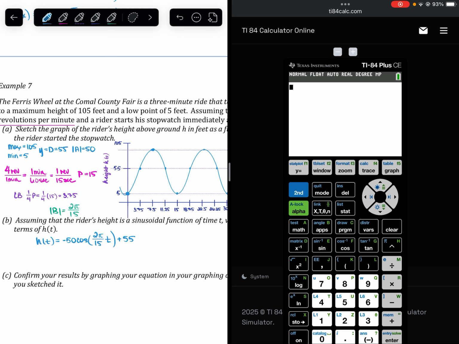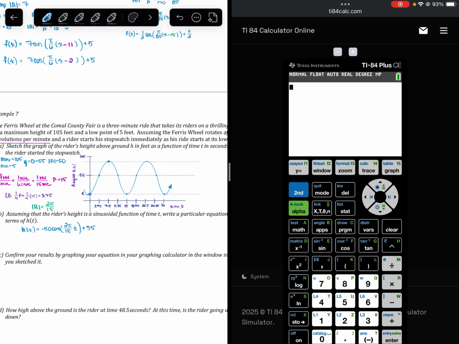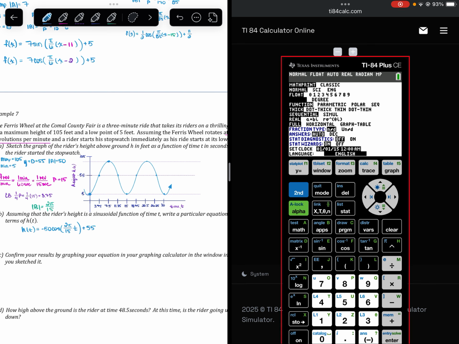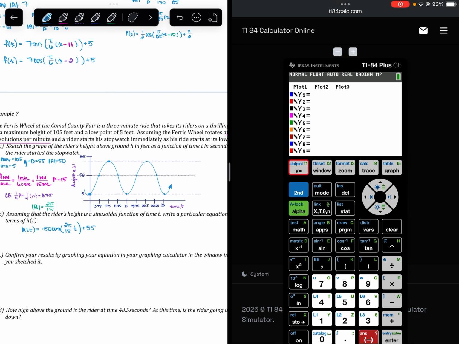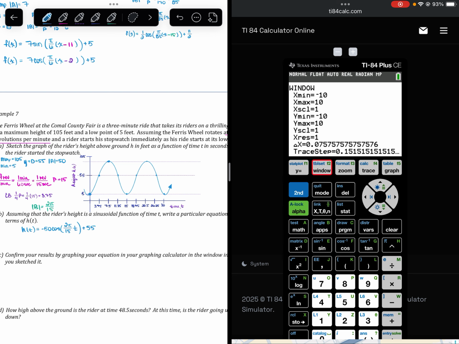All right, then it says confirm your results by graphing your equation in your graphing calculator in the window in which you sketched it. So that's what the calculator's for. Most importantly, make sure your mode is in radians or it's not going to come out right. All right, so I'm going to hit y equals. I'm going to type my graph in, negative 50 cosine, get my fraction template, 2 pi over 15, get out of that fraction, type in a variable, plus 55. So there's my equation. My window, I'm going to go adjust my window. So let's see, our x minimum was 0. My x max looks like 30.